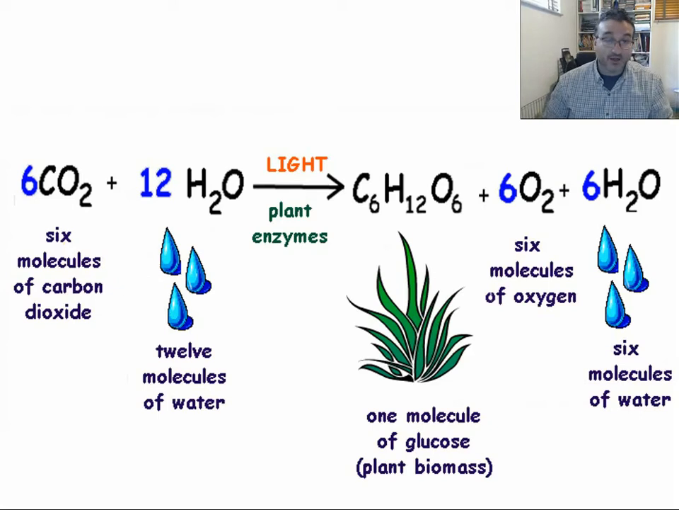Finally, here's a more complicated reaction. It's the overall reaction of photosynthesis. 6 CO2s and 12 H2Os react to form 1 glucose, which is C6H12O6, 6 oxygens, and 6 water molecules. So that's a larger chemical equation, but throughout all of this, you'll find that the number of oxygens over here is equal to the number of oxygens on the other side.